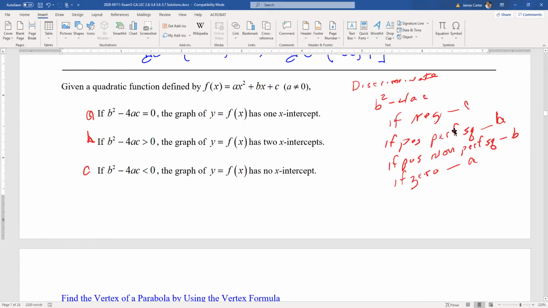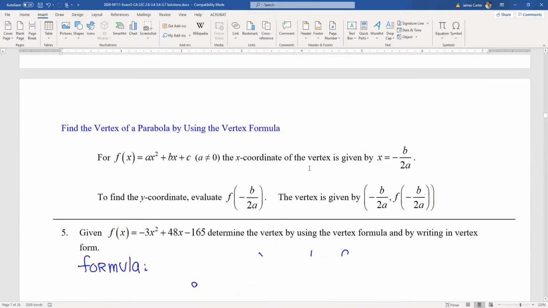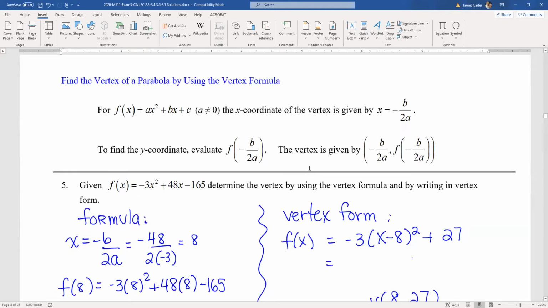If you have a positive perfect square answer, then you're going to get two intercepts, the positive and negative. If it's a positive non-perfect square answer, then you're also going to get two x-intercepts, but you're going to have radicals in them. And if you get 0, then you have exactly one intercept, which will be the -b over 2a.